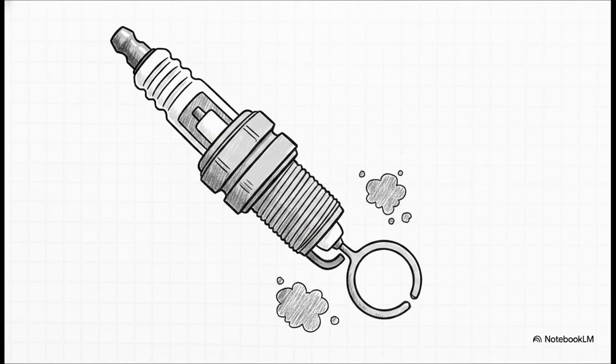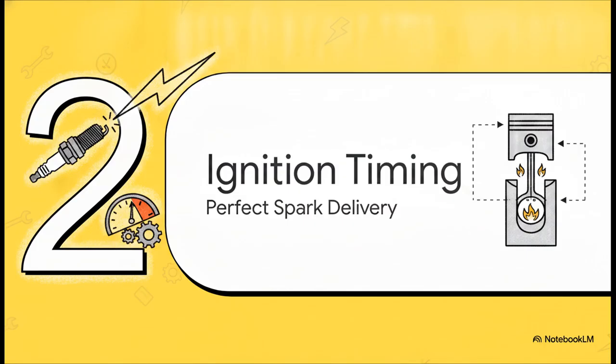So the absolutely crucial takeaway here is that sure, we can generate a powerful spark, but it is completely useless if it arrives a millisecond too early or too late. Which leads us perfectly into Module 2, Ignition Timing and Maintenance.